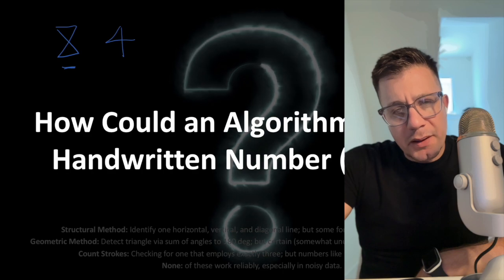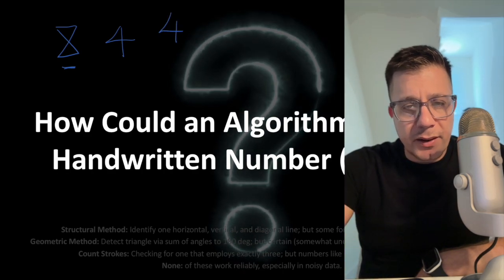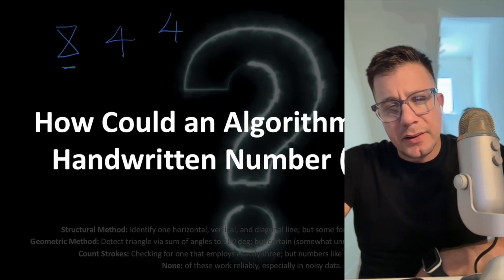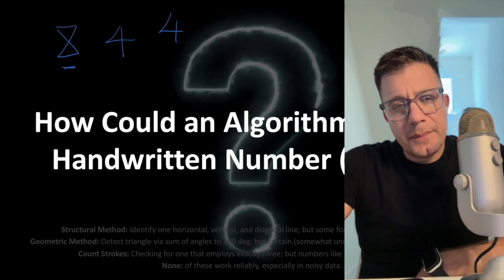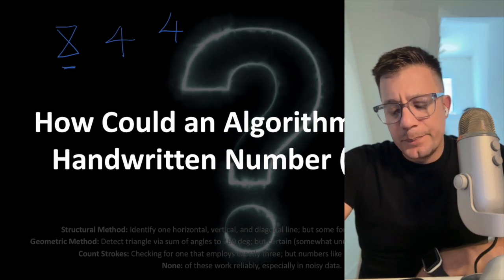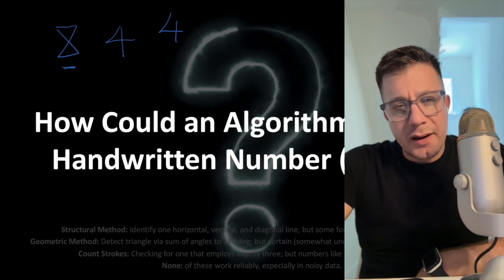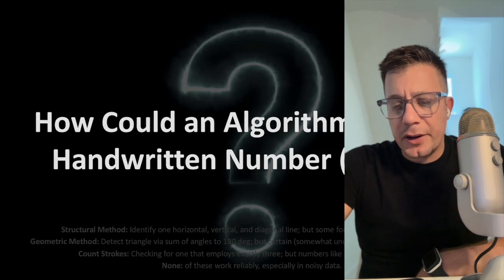A third option would be to count the number of strokes, right? Simply look for something where it's 1, 2, 3 strokes needed to write it. However, that's probably less reliable than the other two methods we discussed because there's plenty of other numbers, including the number 7 again, that only require 3 strokes to write. So the answer to the question is that some of these could work, but perhaps not as reliably as we want them to, and that's why we're going to investigate machine learning.